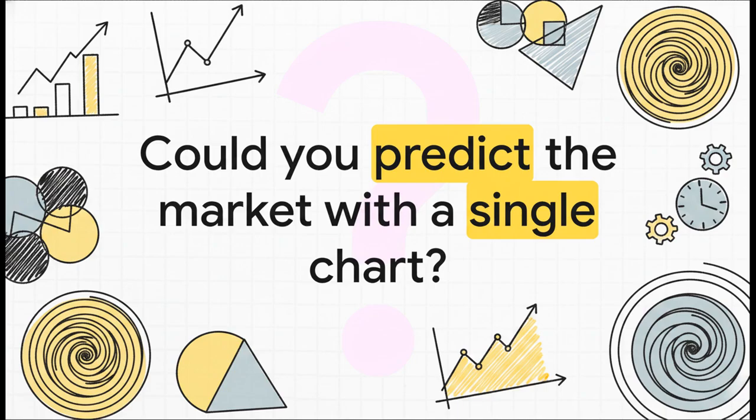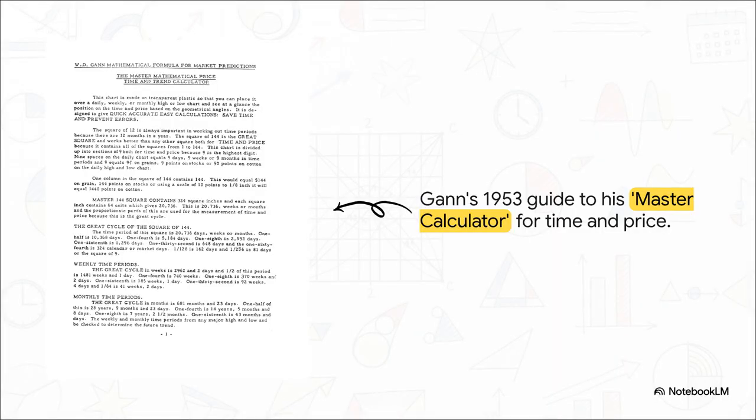He built his entire legendary career around a single, tantalizing question that has obsessed traders for more than a century. Could you actually predict the future of the market with just one chart? So how did he think he could do it? Well, this right here. This is Gann's 1953 guide to his master mathematical price, time, and trend calculator. He claimed this simple, transparent tool was the key to making quick and accurate predictions. So let's unpack the secrets behind it, using his own words as our guide.